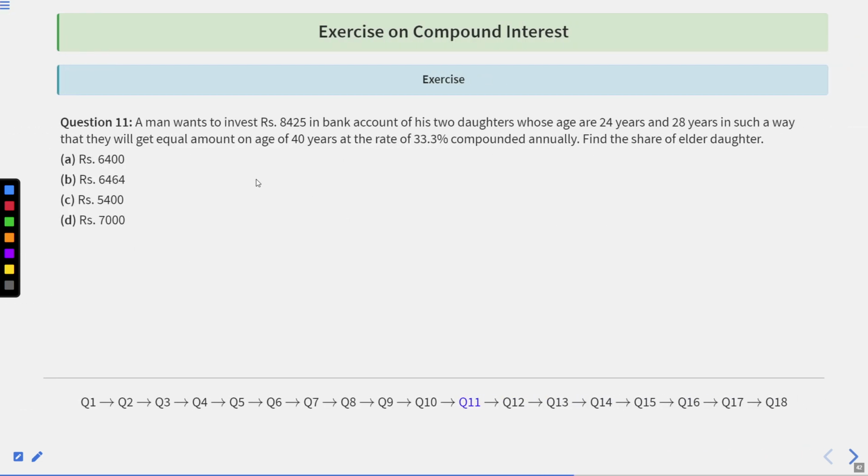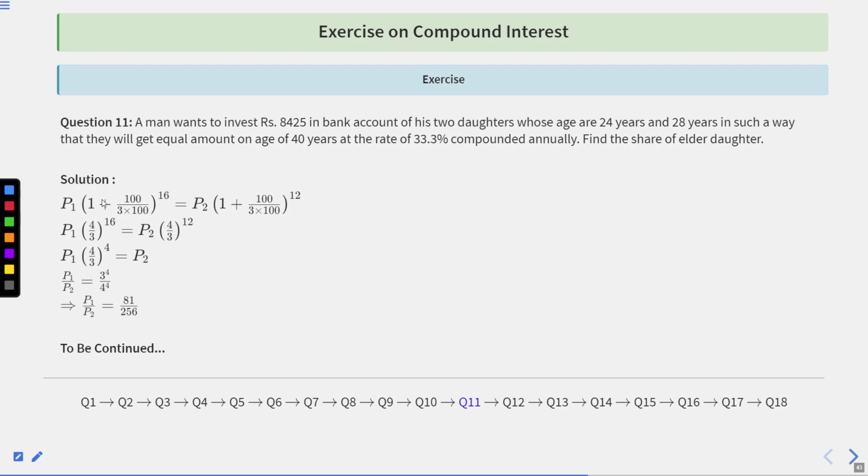Question number 11. A man wants to invest 8,425 rupees in a bank account for his two daughters, whose ages are 24 years and 28 years, in such a way that they will get an equal amount at the age of 40 years at the rate of 33.3% compounded annually. Find the share of the elder daughter.